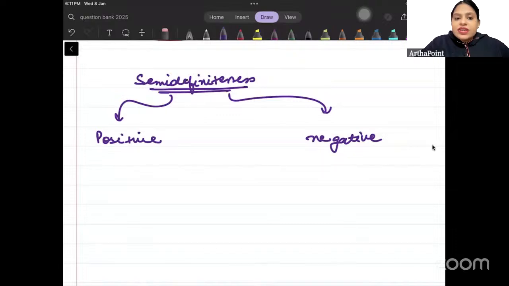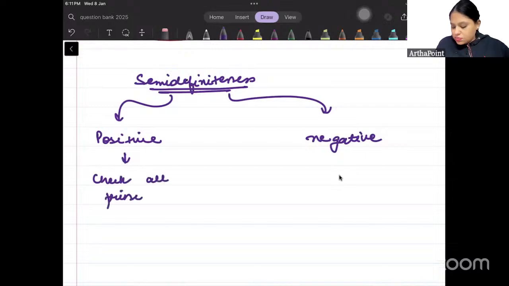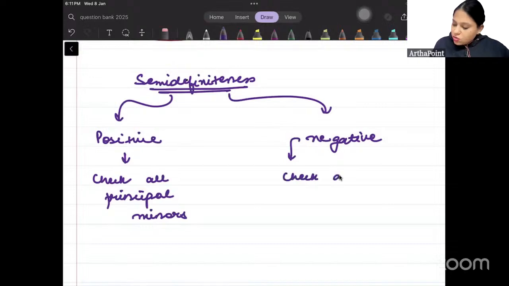Positive semi-definiteness is when we have to check all principal minors. And in negative also we have to check all principal minors. Understand this carefully, what the difference is.